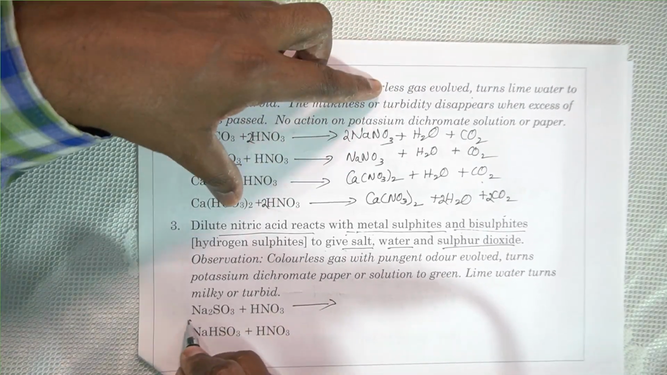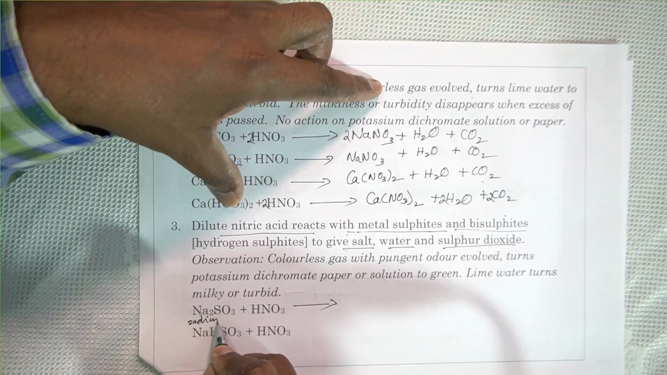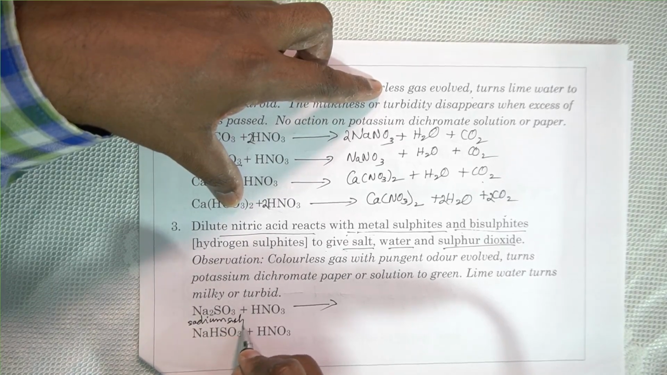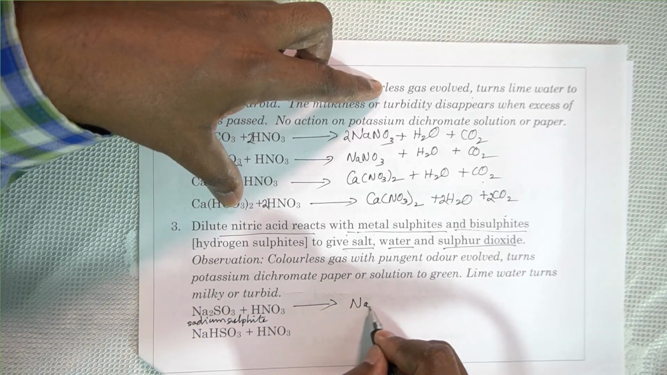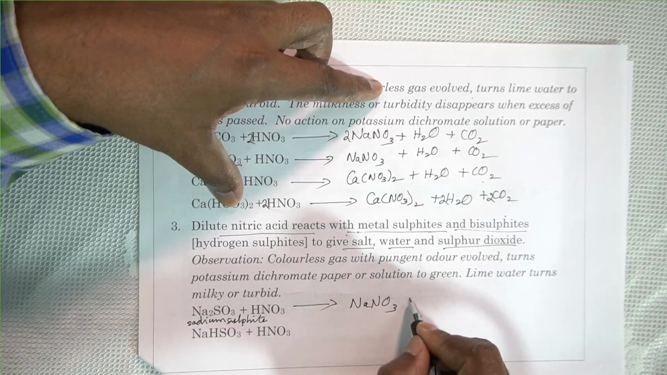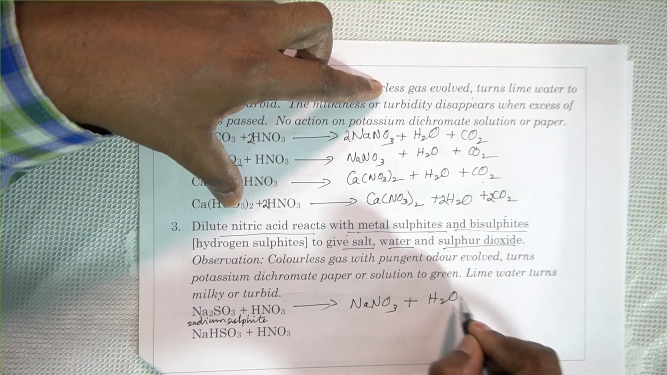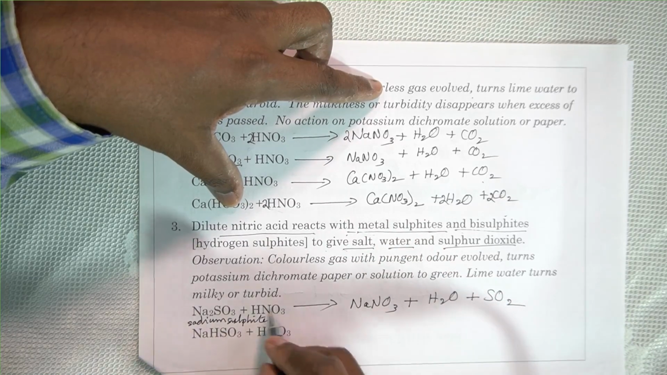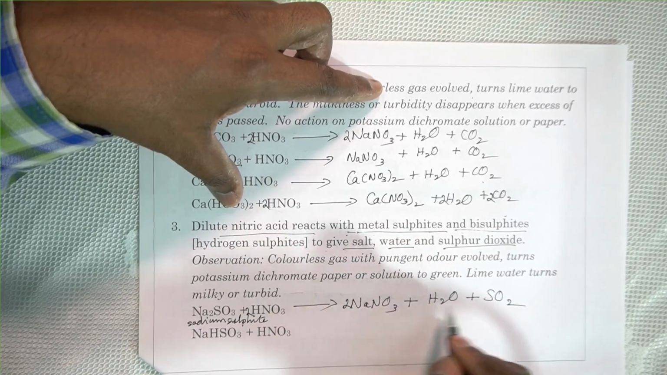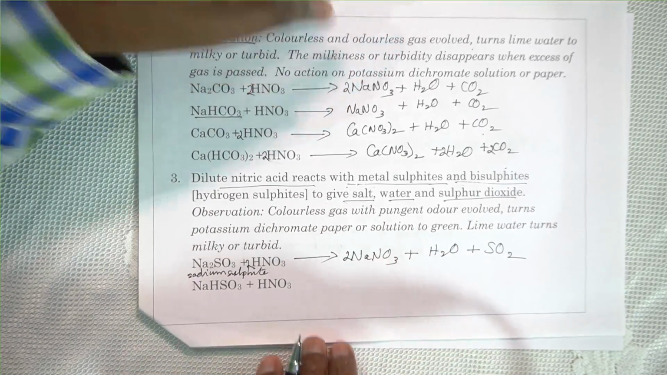Na2SO3, sodium sulfite. The product will be NaNO3, sodium nitrate, the salt, plus water, and sulfur dioxide is produced here. So 2HNO3 will be there, 2NaNO3. So you get the product here.